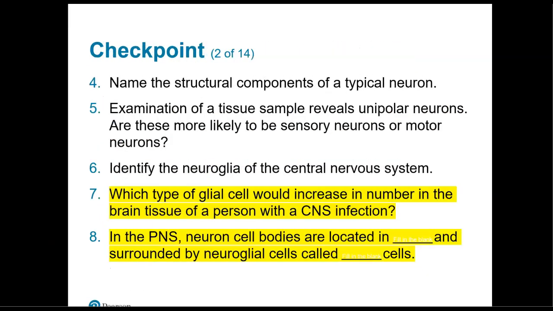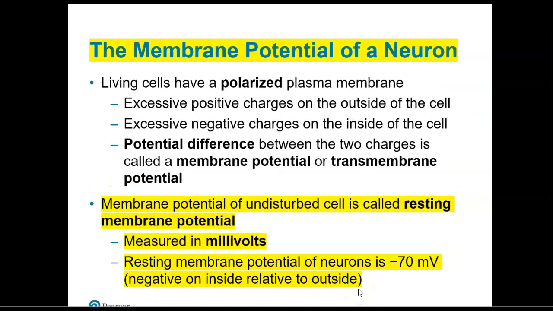Now, we're going to go on to the checkpoint questions. Which type of glial cell would increase in number in the brain tissue of a person with a central nervous system, CNS, infection? So that's going to be the microglia. And then in the peripheral nervous system, neuron cell bodies are located in ganglia, goes in the first blank, and surrounded by neuroglial cells called satellite cells. Satellite goes in the second blank.